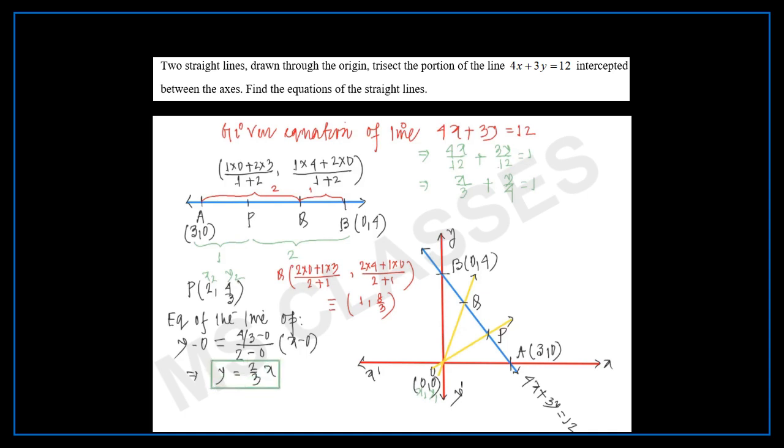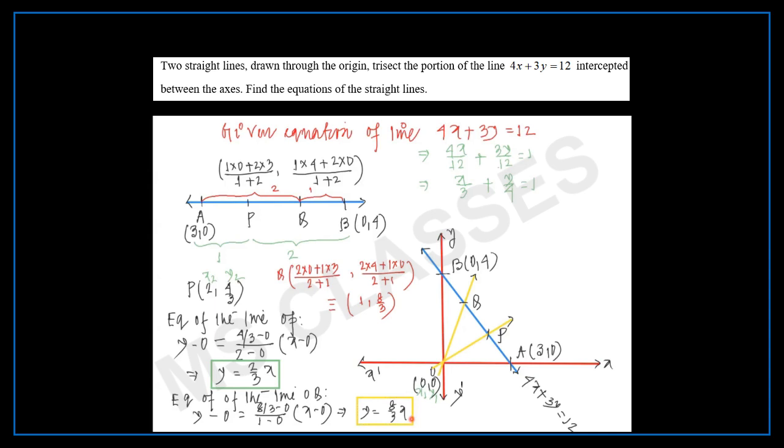Now we move on to the equation of the line OQ. Again we consider O as x1, y1 and Q as x2, y2. So similarly, we can write the equation as y minus 0 equals (8/3 minus 0) by (1 minus 0) into (x minus 0). This gives us y equals 8/3 x, and this is the equation of OQ. So these are the two lines which you need to find out.